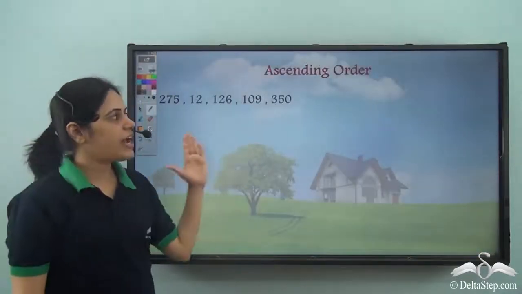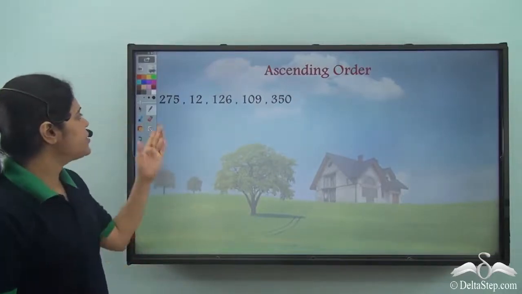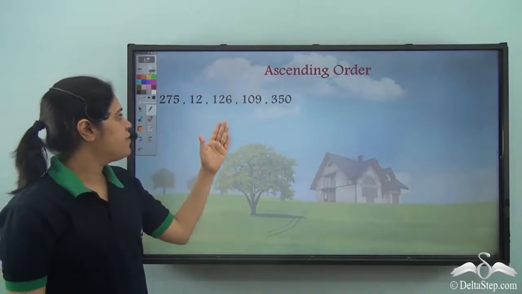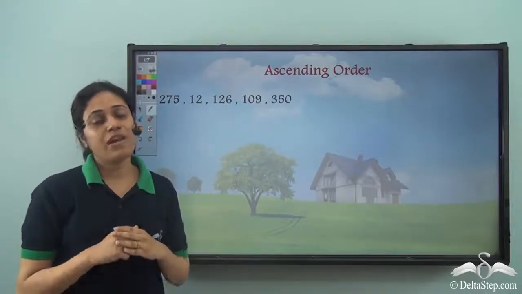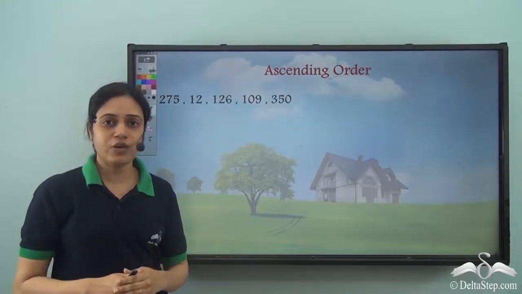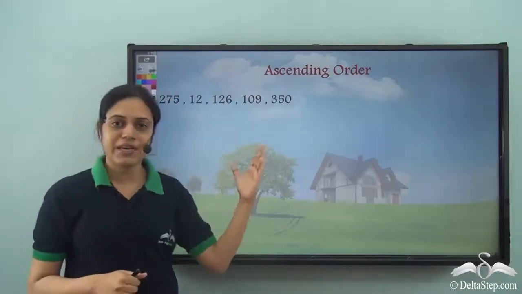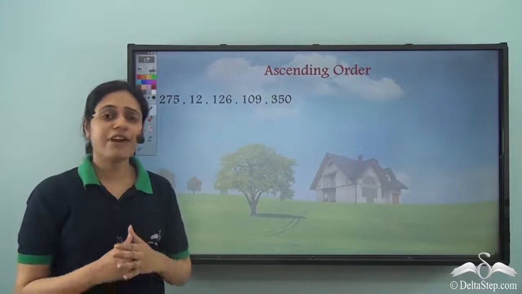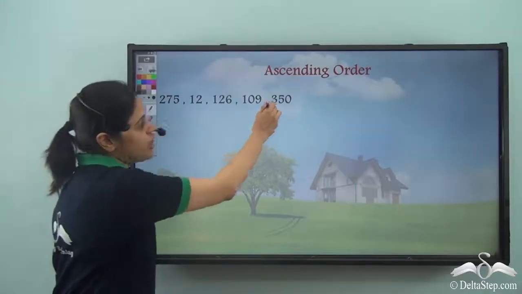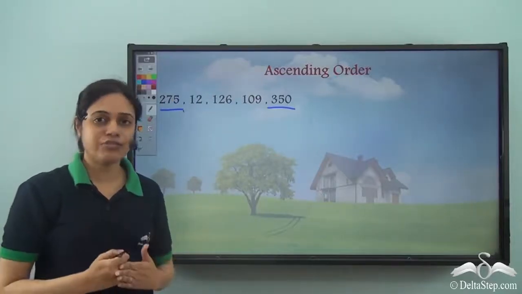So now can you try and arrange these numbers in ascending order? We have numbers 275, 12, 126, 109, 350. Well, how will you arrange these numbers in ascending order? How will you know which number is the smallest, which number is the biggest, and which numbers come in between? Will you count till you reach or cover all the numbers? Well, it will be very difficult because you have huge numbers like 350, 275. So counting them will take a lot of time.